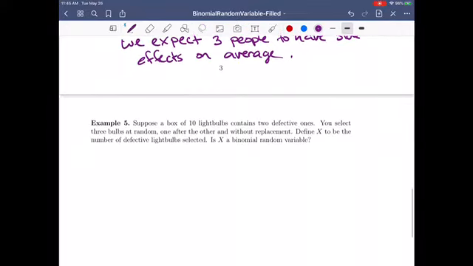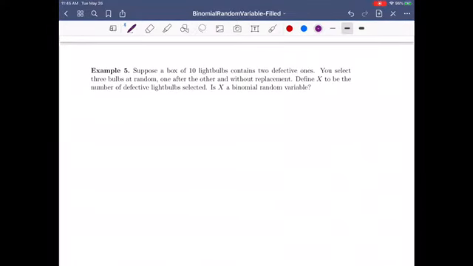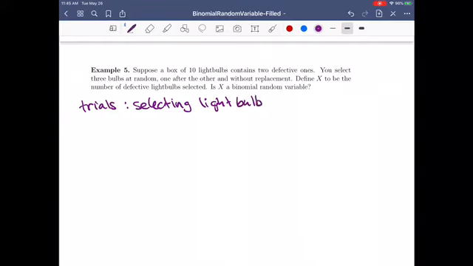Okay, one more example, and here we just want to think about whether or not this is binomial. So we have a box of 10 light bulbs that contain 2 defective light bulbs. You select 3 bulbs at random, one after the other without replacement. And x is the number of defective light bulbs we get. So is x binomial? So our trials are going to be selecting light bulbs, which means that I'm going to have 3 trials, so n is 3.